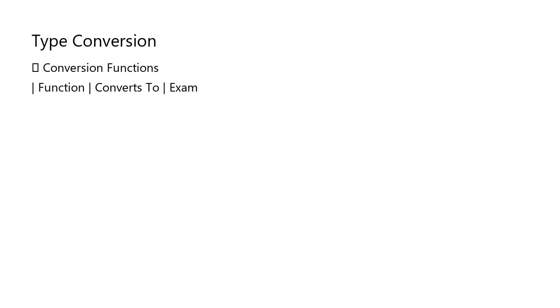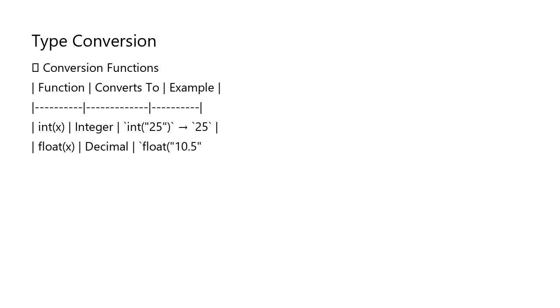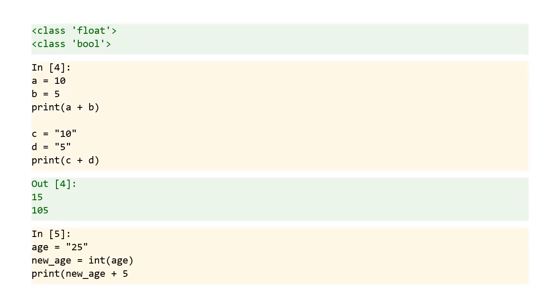Sometimes data arrives as text even when you need numbers. Python solves this with conversion functions. Think of it like changing the container. The information stays the same, but now you can use it differently. Here, age is stored as text. We convert it to a number and then add to it. Watch the output. The result is numeric. Conversion worked.